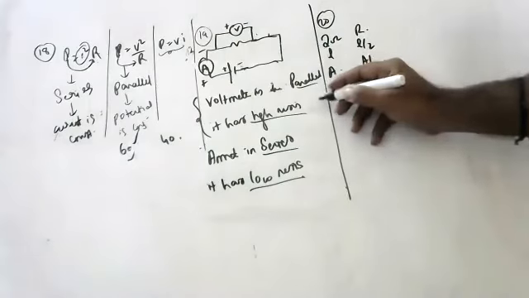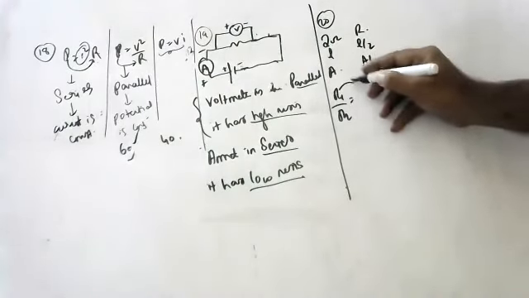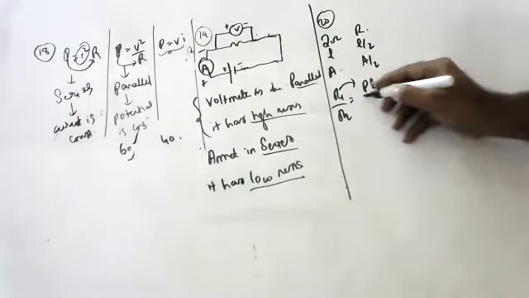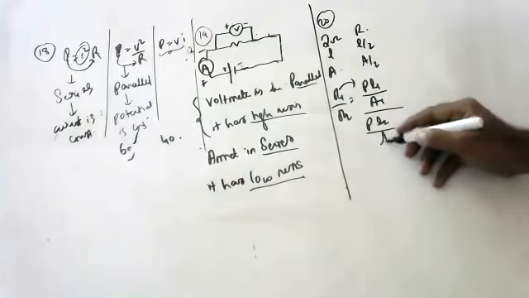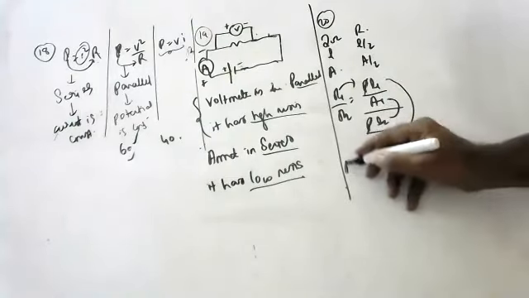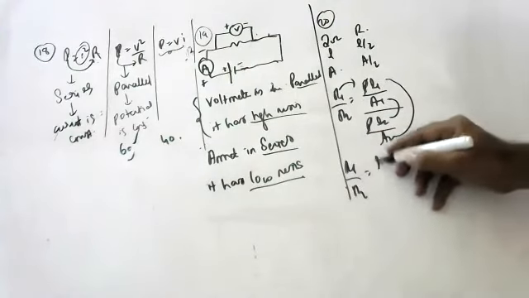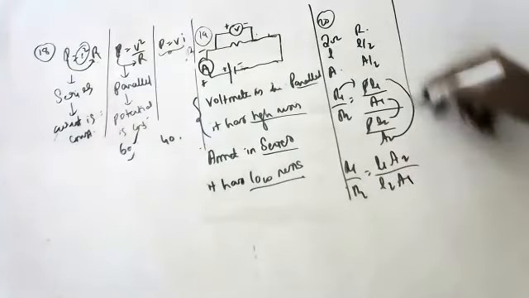Okay, children. We know R1 by R2. What is R1, children? Rho L1 by A1. What is R2? Rho L2 by A2. Rho cancels. This comes here, this comes here. So R1 by R2 is equal to L1 A2 by L2 A1. I hope you are able to understand, children.